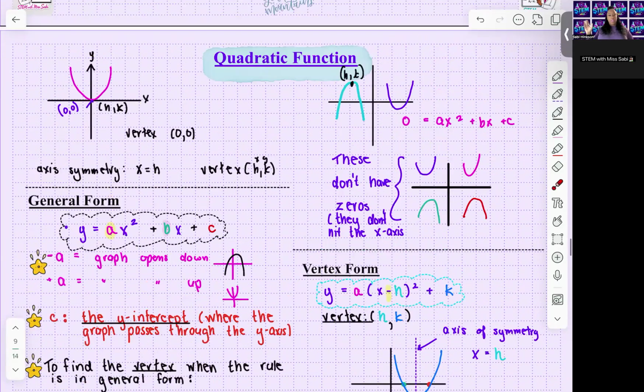So what are the things that you need to know? What should your memory aid have when we're talking about quadratic functions? Well, what you should know is that your vertex, right?